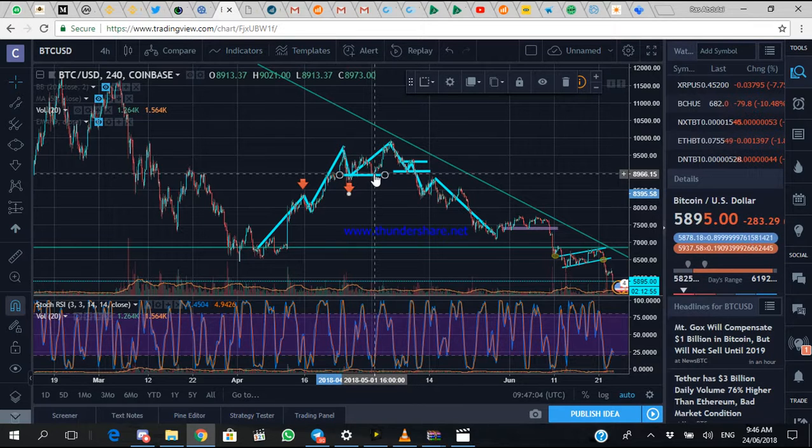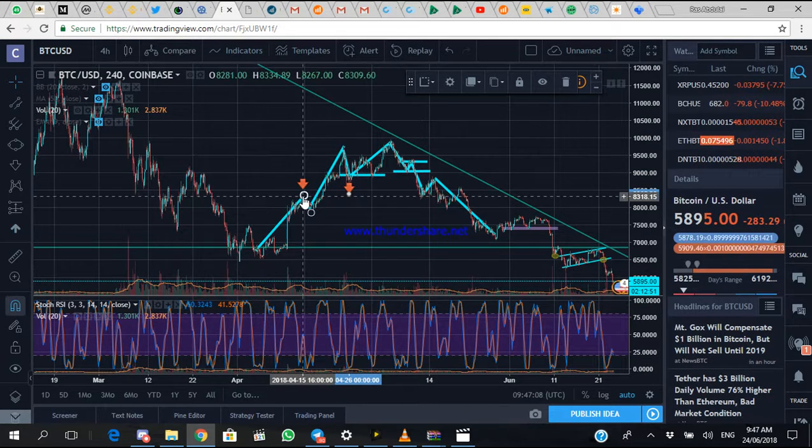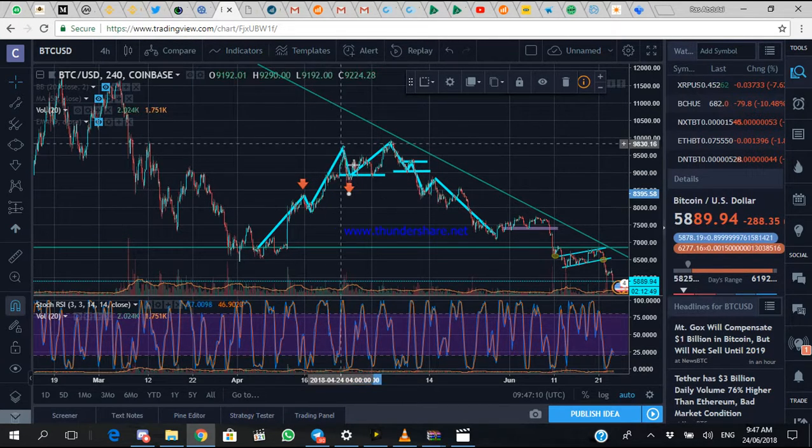So what I'm trying to explain is the rule for the ABC, because now we have the wave 1, wave 2, wave 3, wave 4, and then we have the wave 5. Now the rule for the ABC correction is that the coin must retrace at least 50% of the whole move from wave 1 to wave 5. The coin must retrace at least 50% of the whole move from wave 1 to 5.